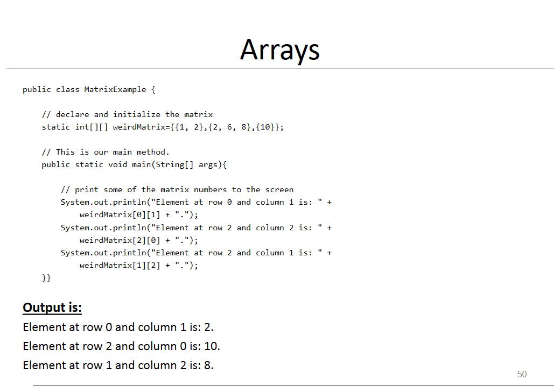What do you think is the element at row 1, column 1 of the weird matrix variable? Indeed, it's 6.